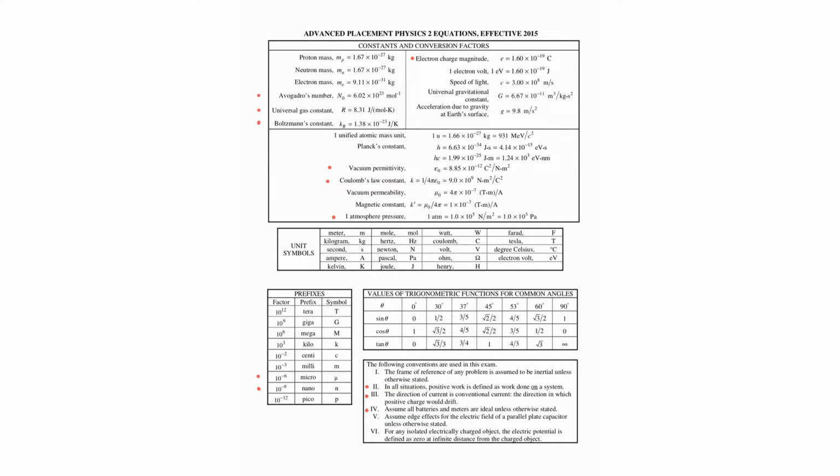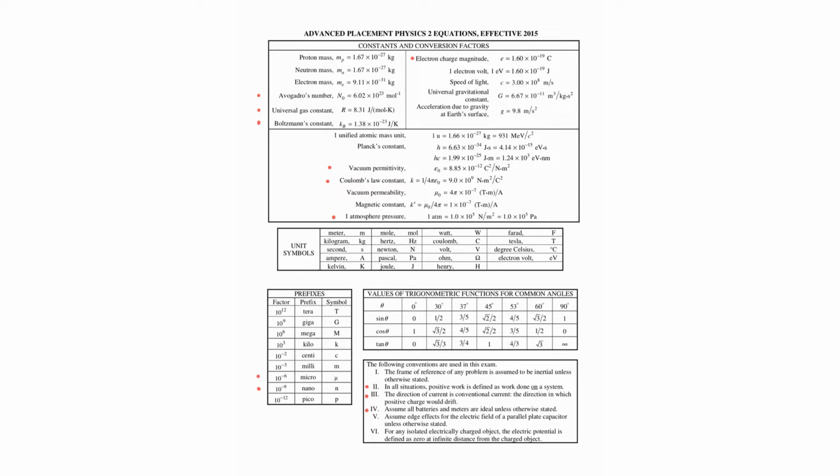This is good because we know at this point now that batteries can have some internal resistance, but unless they specifically state that, we're to assume that all batteries and all meters, like voltmeters, ammeters, multimeters, are ideal, which means they operate the way they're supposed to operate. And so they don't have any internal resistance, they work perfectly.